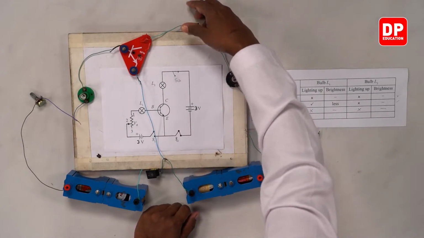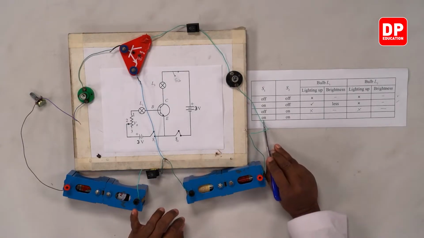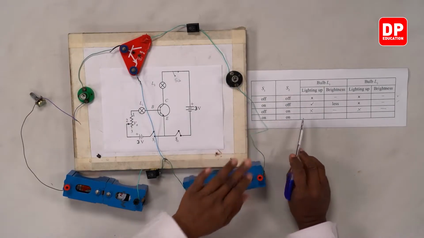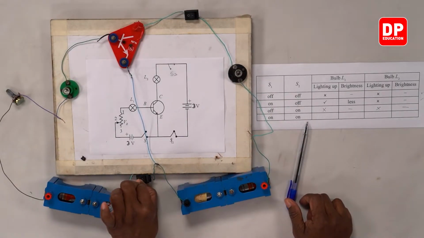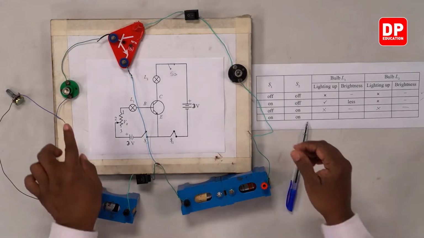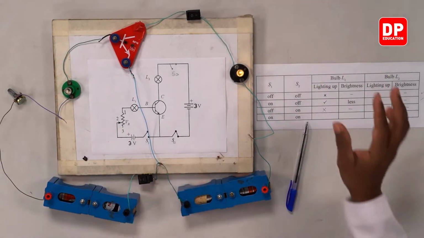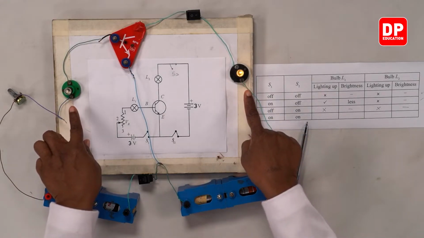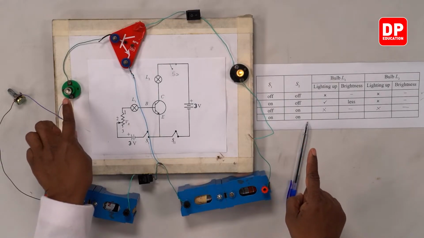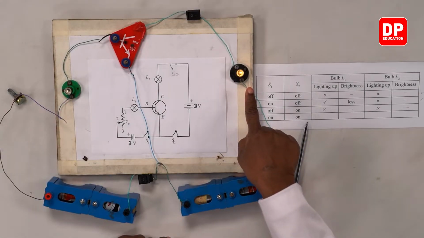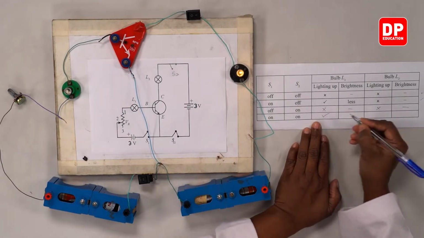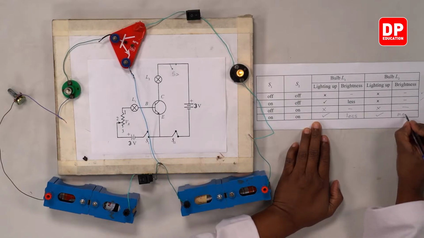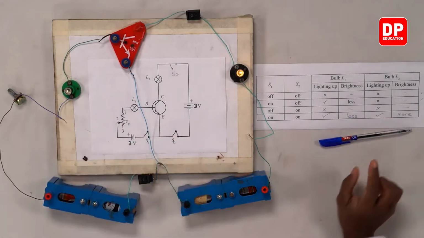Now, what I will do is, I will turn on both the switches. The last instance, we need to turn on both the switches. So, I will put S1 on. You can see the bulb light, and S2 also on. Now, you can see both bulbs L1 and L2 have lighted up. The brightness of L1 is less, the brightness of L2 is more. So that is the last instance.